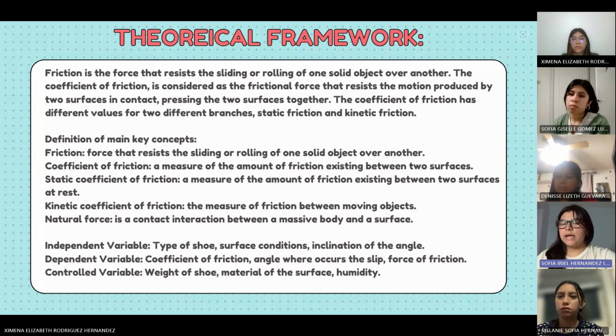The independent variables of this project are the type of shoe, the surface conditions, and the inclination angle. The dependent variables are the coefficient of friction, the angle measured where the shoe slips, and also the force of friction. The control variables are the weight of the shoe, the material, the surface, and the humidity, whether it's wet or dry, which we both tested on the shoes we used.